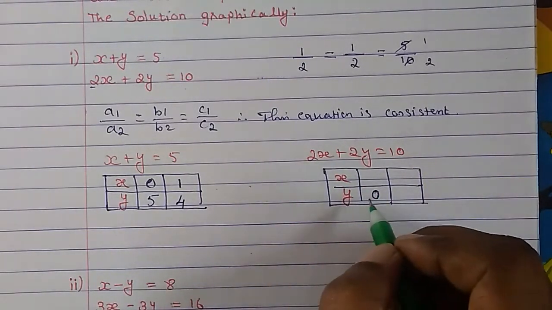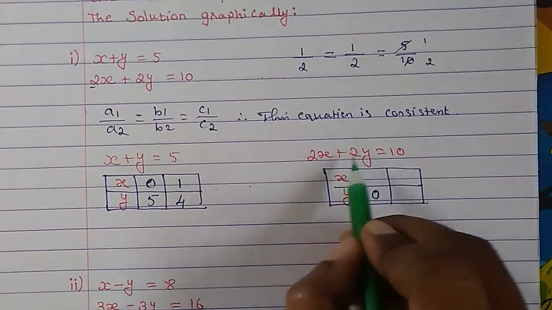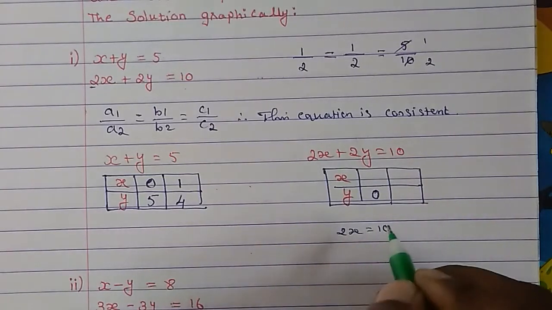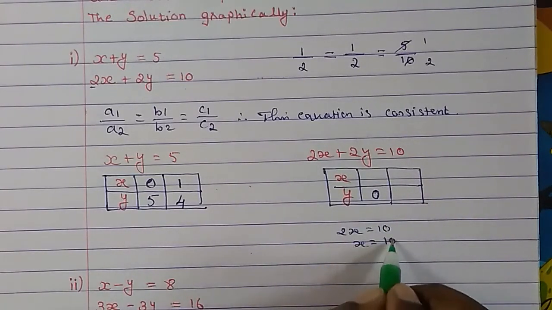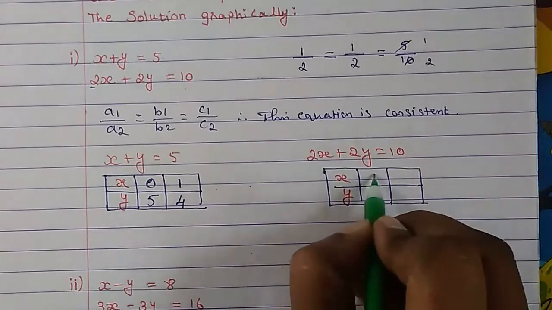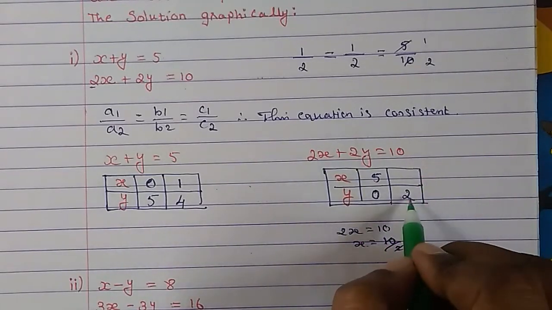In the same way here, let's take y as 0. If y becomes 0, then the whole y term will become 0. So we will get 2x equal to 10. That means x will be 10 upon 2, we'll get 5. So x value will be 5. Now let's take maybe any value you can take. So y I'll take as 2.